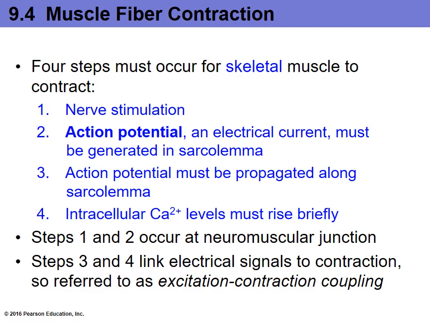Steps 1 and 2 will occur at the neuromuscular junction, which will be the focus of the first part of this presentation. And steps 3 and 4 is what we're going to be calling our excitation-contraction coupling. That is when we physically connect the electrical signal from our nerves to the actual contraction aspect, i.e. our cross bridge formation and our sliding filament theory between the thin and the thick filaments.